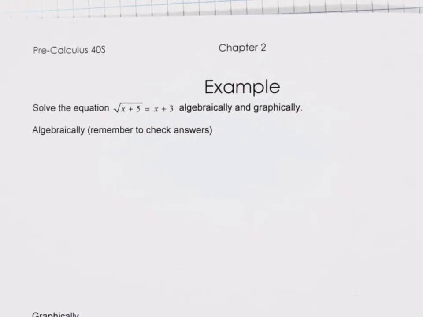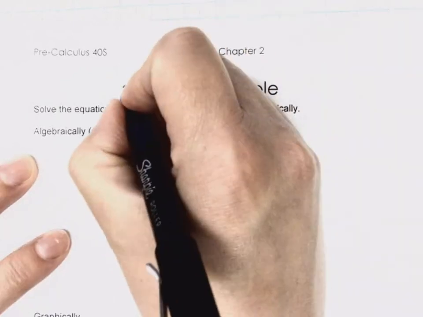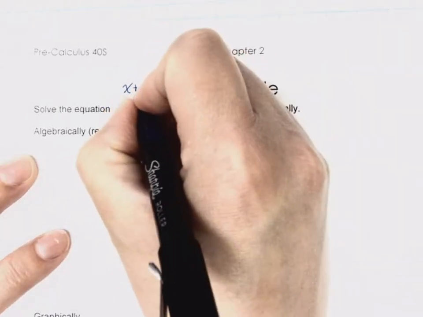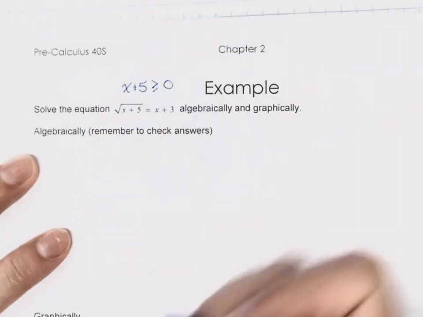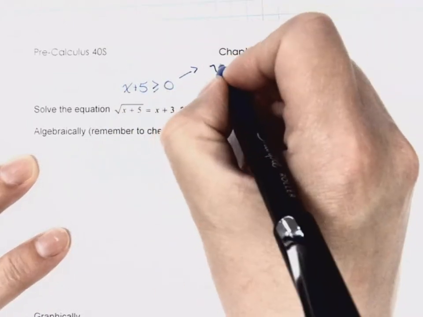So we're going to do it algebraically, and algebraically we learned in grade 11, if you remember that far back. Anybody want to tell me what the restriction is? X can be greater than or equal to negative 5. Exactly. It's the same one. So x plus 5 has to be greater than or equal to 0 for my restriction.